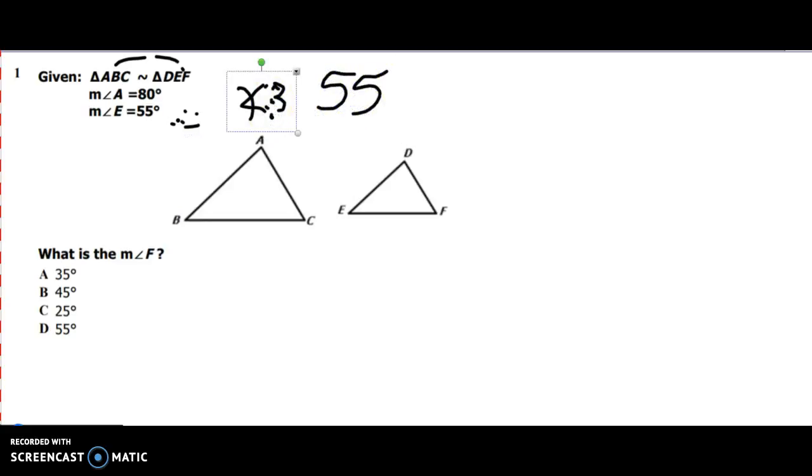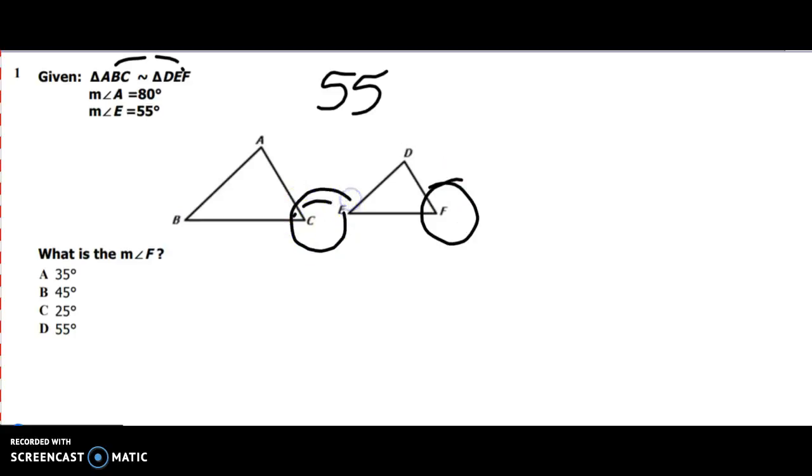How many total degrees do we have in every triangle? We have 180. So if we take 180 and we subtract 55 and we subtract 80, then what we have left is 45. So the measure of angle F should be 45, and so should the measure of angle C. They should both be 45 degrees. So our answer here is B, 45.